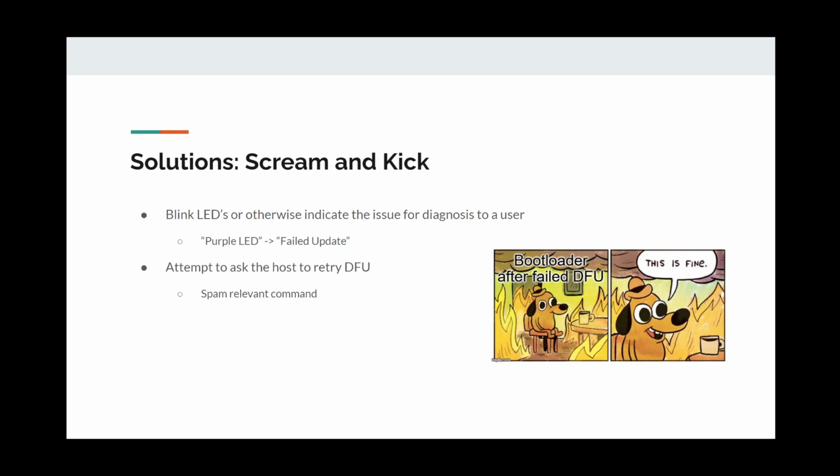And as Navtaj mentioned, another method you can do is ask the host to retry DFU. So if you already know that something went wrong, you can maybe try asking the host, saying, hey, pretty please send me the image back. And if the host is nice enough, it's going to send it to you. And you can retry it gracefully without the user ever knowing that the DFU ever actually failed in the first place. So that's one solution.